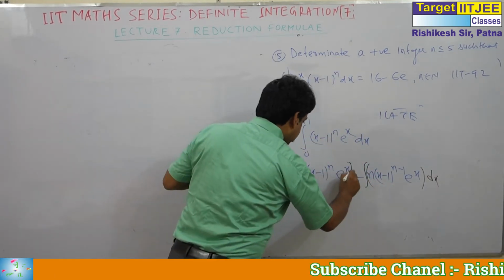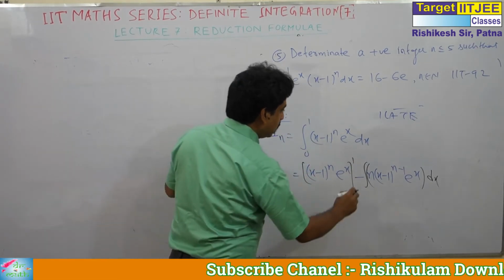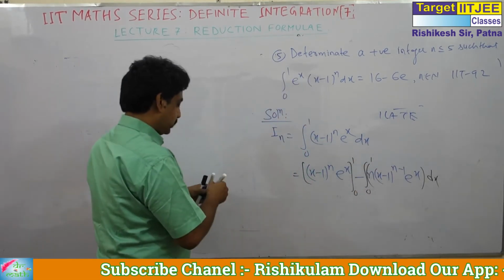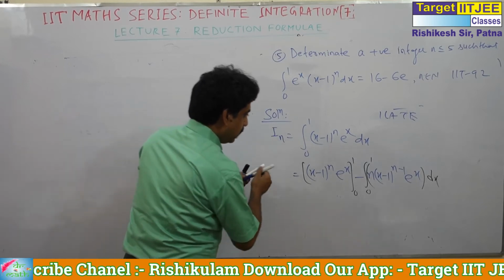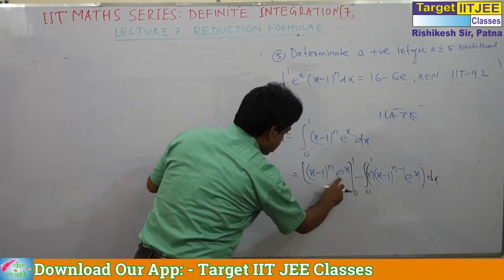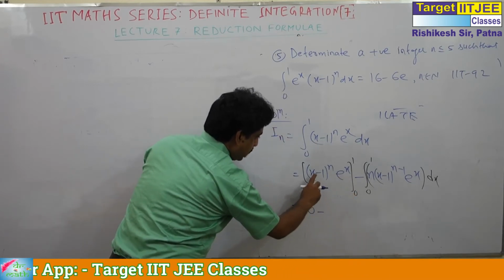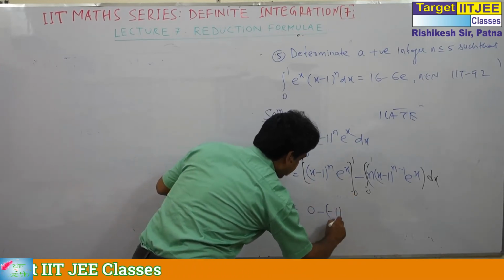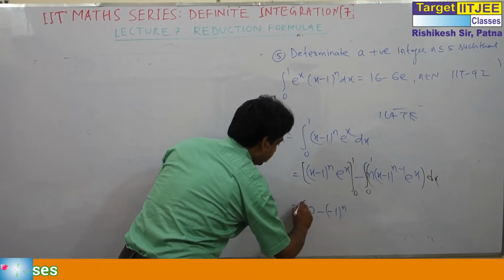This integration is done between 0 to 1. Now, put the value. At x is equal to 1, this is 0. So 0 minus, this is what? This is at x is equal to 0. This is minus 1. Minus 1 to the power n into e to the power 0 is 1.